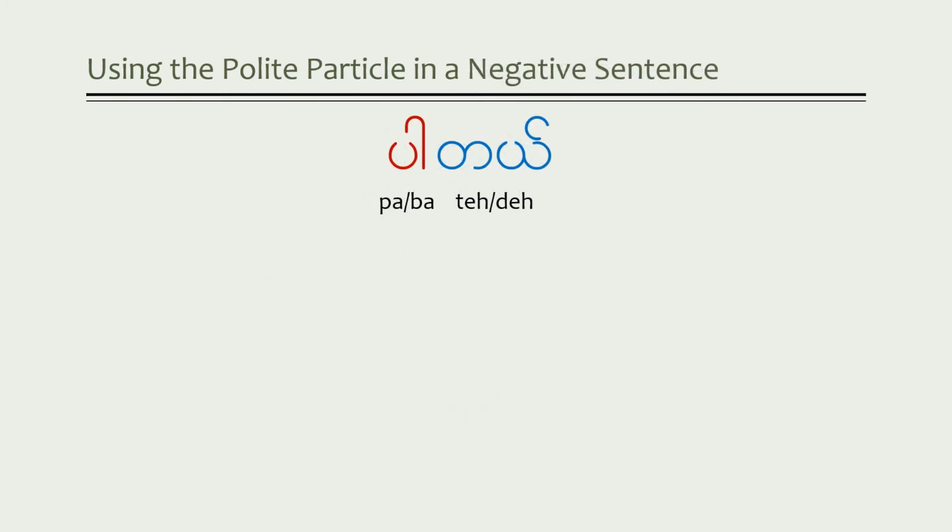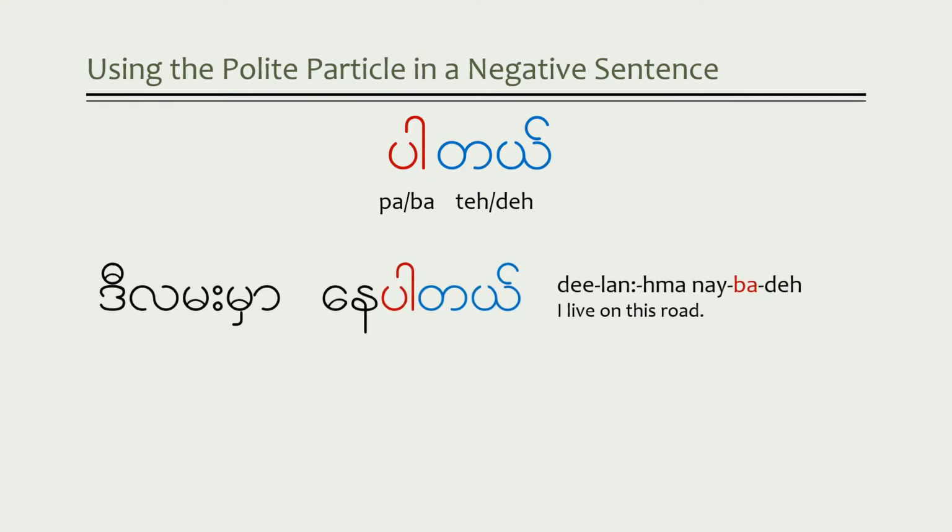But how would you use the polite particle with a negative sentence? Where does the polite particle fit in? Well, I'm going to use this sentence to explain where to put it. I live on this road would be Di lama nebare. That's a positive statement. It has the positive particle at the end, preceded by the polite particle.